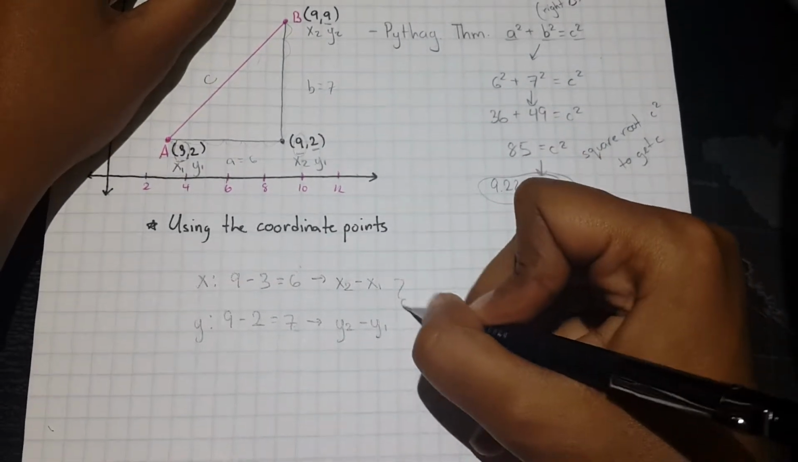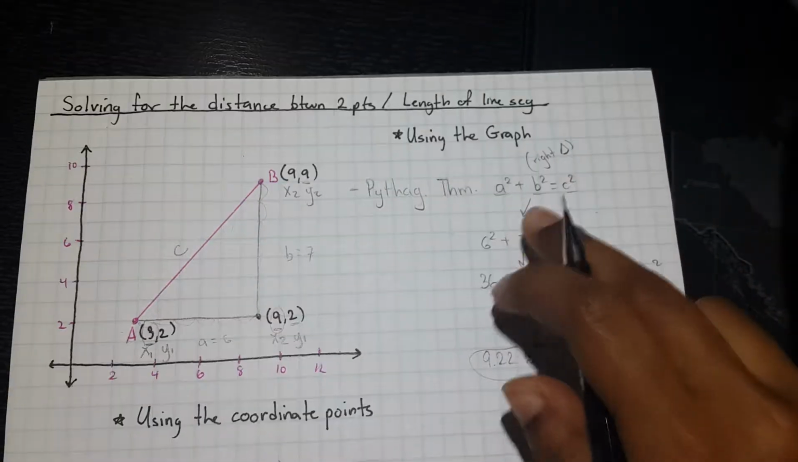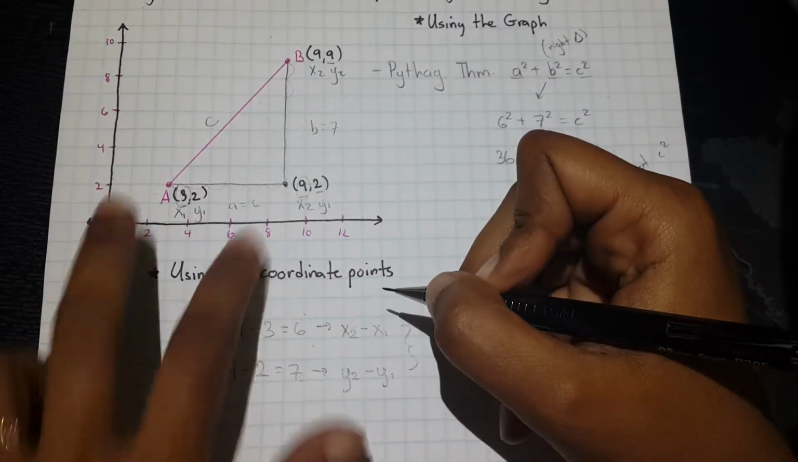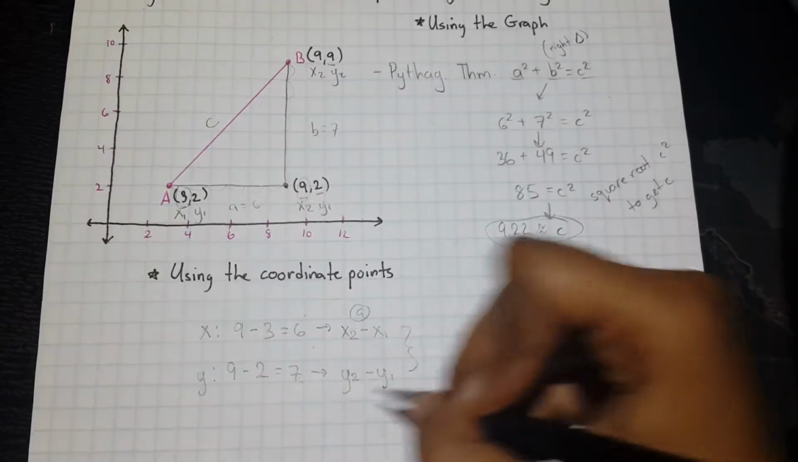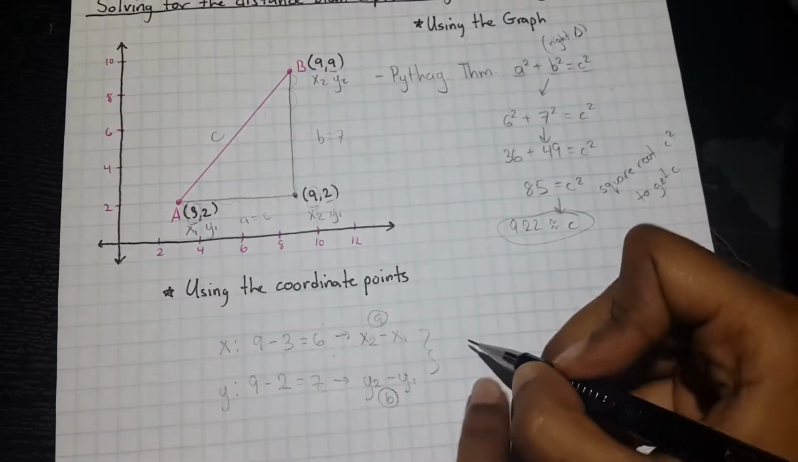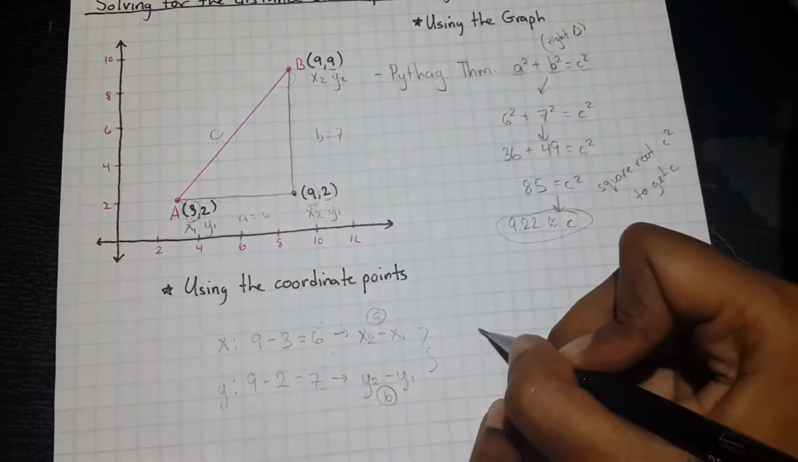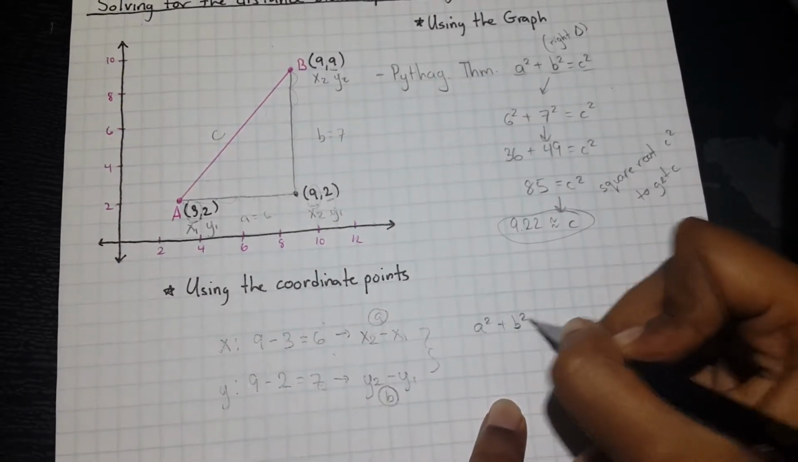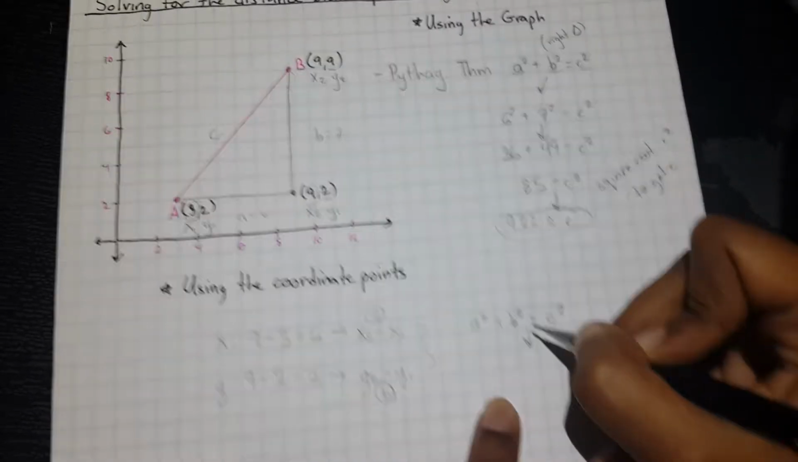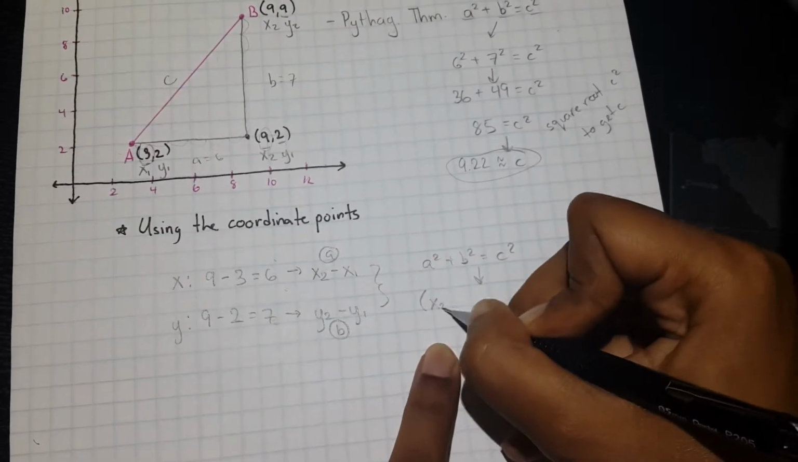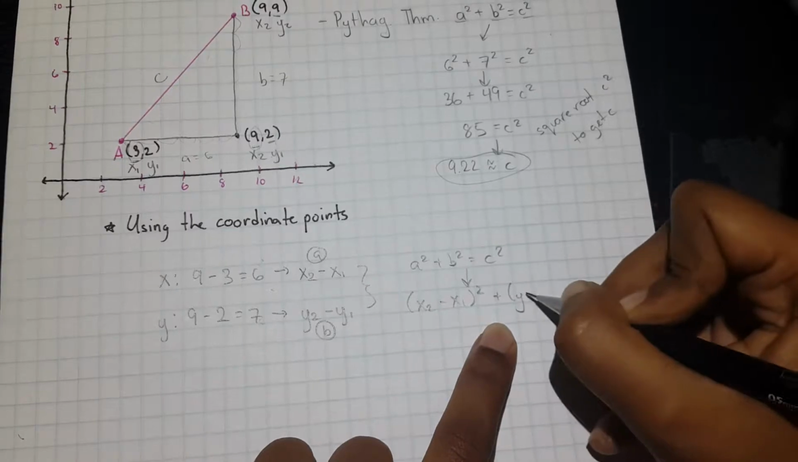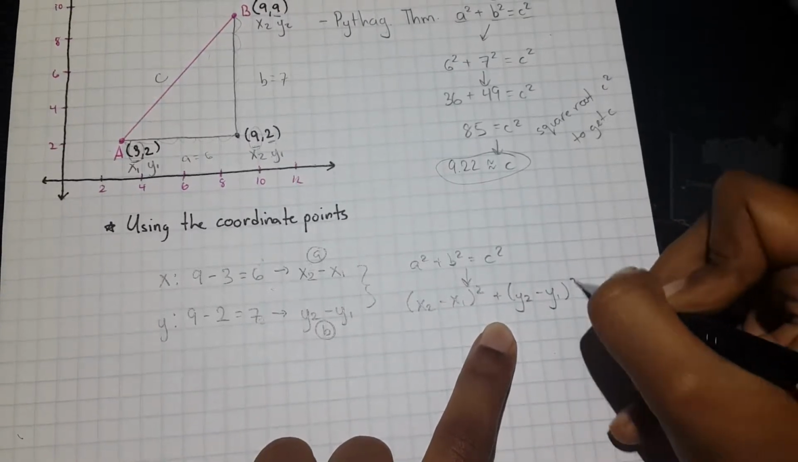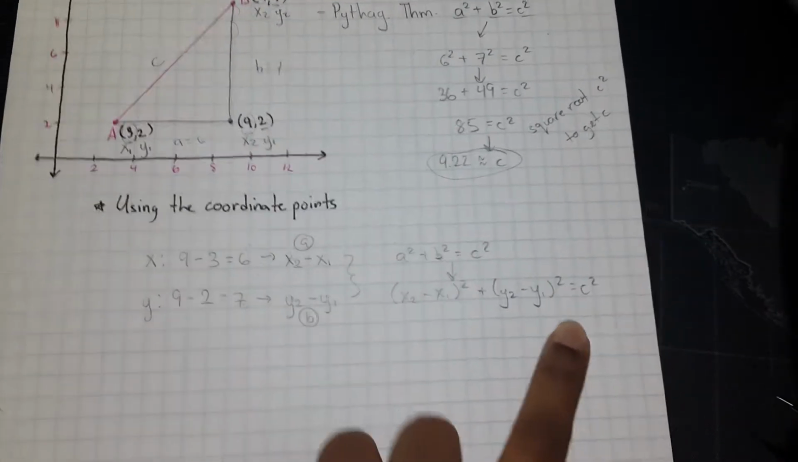So now, if we were to plug these into our Pythagorean theorem, remember, this x was our a, so this is for our a. This y was our b, so this is for our b. We're going to change this a squared plus b squared equals c squared to (x2 minus x1) squared plus (y2 minus y1) squared equals c squared.